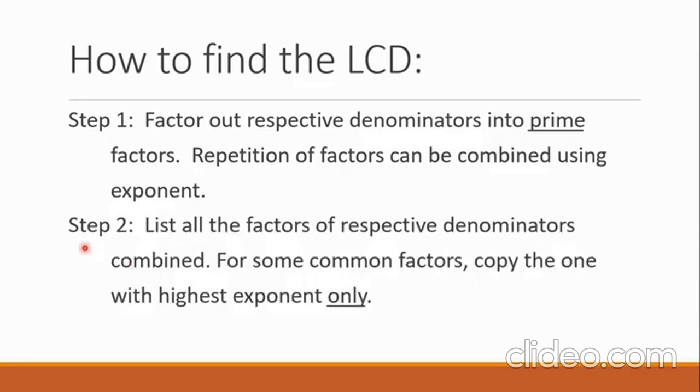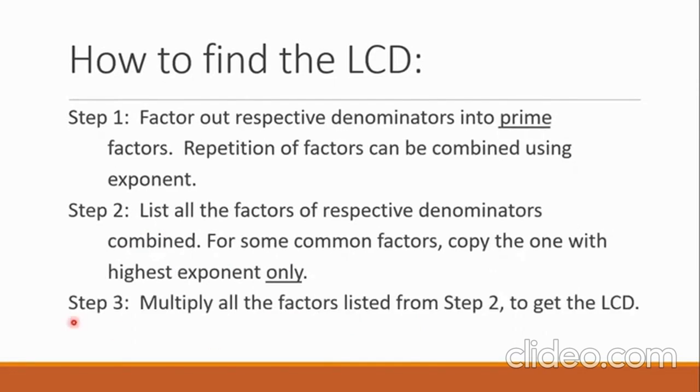Step 2 in finding the LCD is to list all the factors of the respective denominators combined. For common factors, copy the one with the highest exponent only. And step 3, multiply all the factors listed from step 2 to get the LCD.